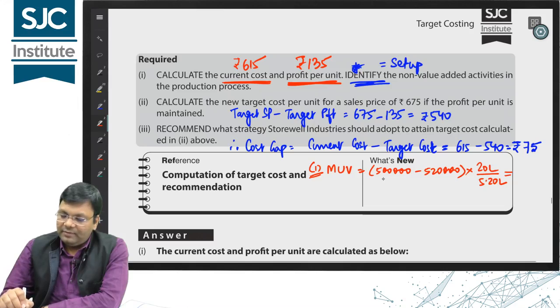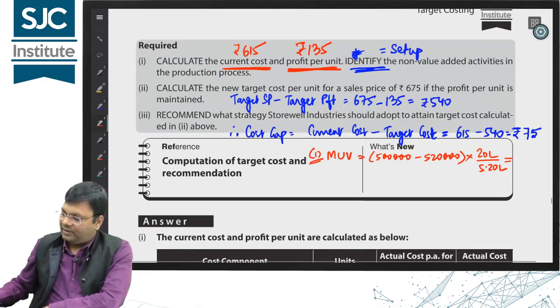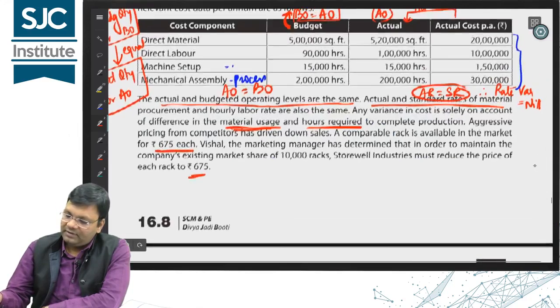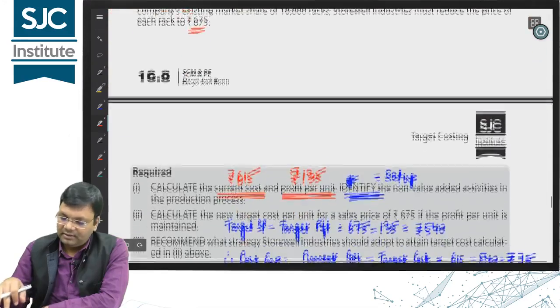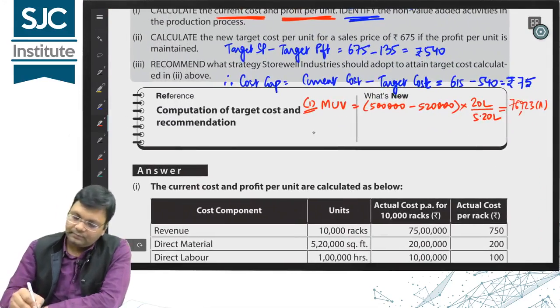Okay, so MUV is standard quantity for actual output minus actual quantity, multiplied by actual rate, which is nothing but standard rate. So you solve this and you'll get the answer. 5 lakh minus 5 lakh 20,000, into 20 lakh divided by 5 lakh 20,000. You'll see that this is coming 76,923 adverse. Adverse why? Because we have used extra material. Since we have used extra material, it is adverse.